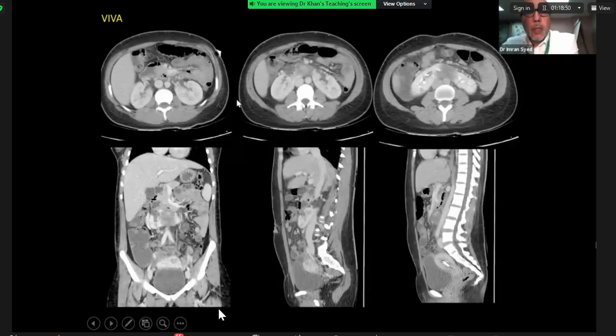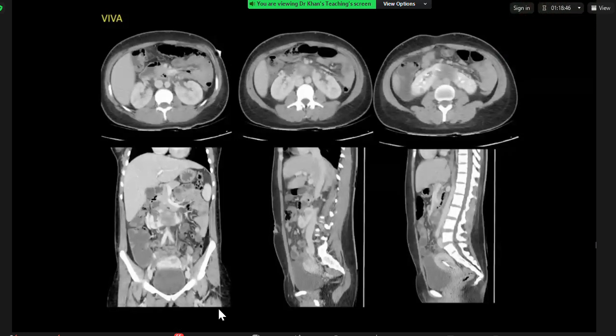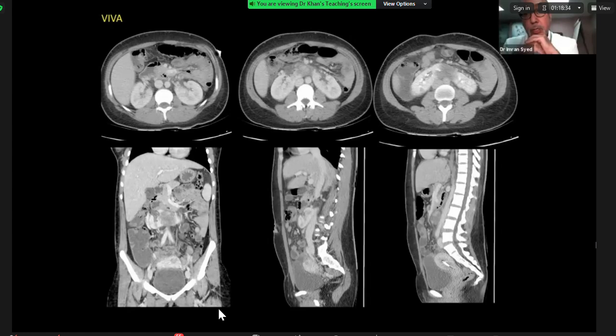Tell me what you see in this viva image. So I can see what appears to be a horseshoe kidney with a central non-enhancing isthmus. I wonder if this is a trauma patient or not. No, so there's no history of trauma. There's just a history of intermittent visible hematuria.